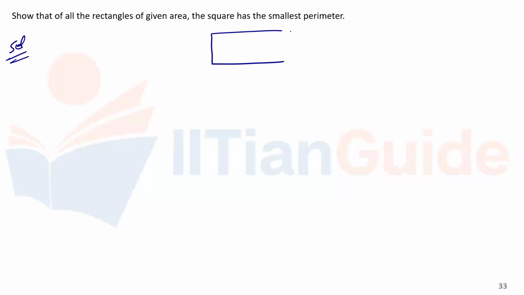Okay. I'm taking a rectangle, one side is x, one side is y. We are given xy is constant, that is a. We need to prove that a square has the smallest perimeter. The perimeter I need to prove that is the smallest. The perimeter is 2 times x plus y, or 2x plus 2y we can write. I'm writing 2x plus 2y. And we need to prove this has to be minimum when it is a square.